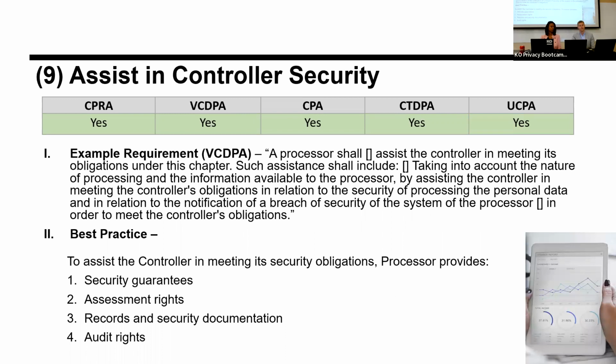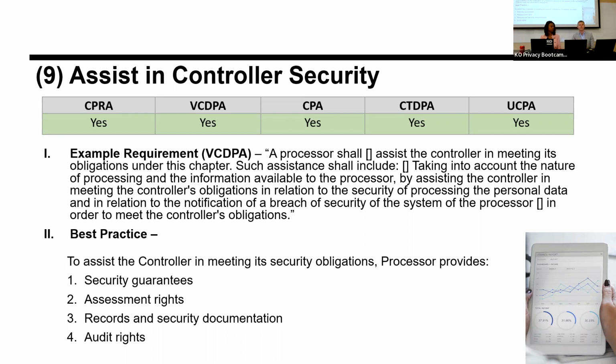So you also, in addition to helping the controller, you assist them with responding under their obligations to data subjects. You are consumers. You also have to help the controller with regard to their own security. So how can you help them? What are measures you can take? You can put in place security guarantees. You can have certain assessment rights or monitoring rights. You can provide records of your processing, security documentation, and I mentioned audit.